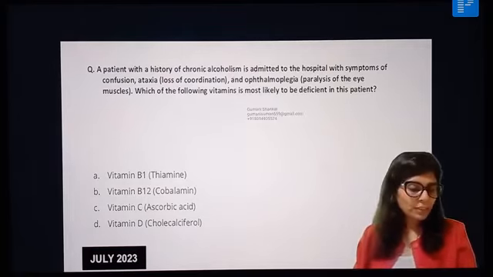According to PSM, it is conjunctival xerosis. That's the first sign, is it? Okay, probably I'll check and I'll confirm it.